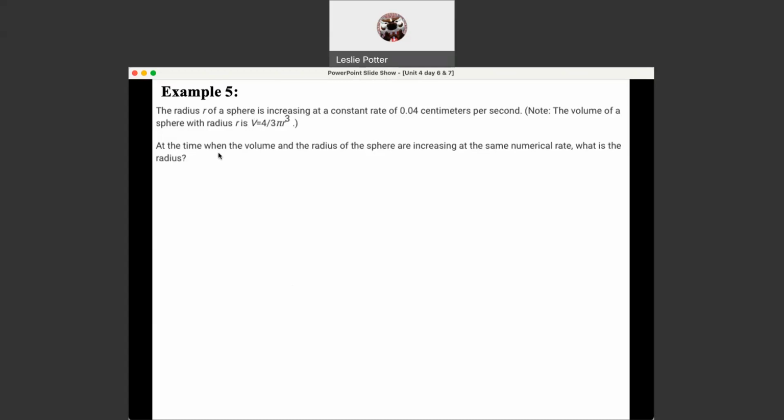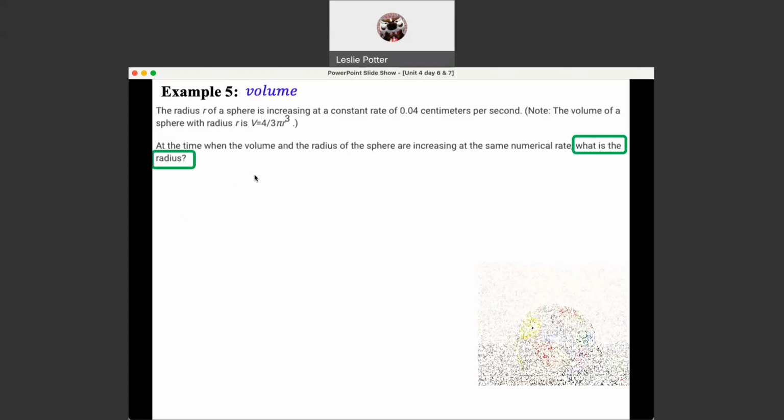At the time when the volume and the radius of the sphere are increasing at the same numerical rate. Okay, what is the radius? So a couple of things to highlight: it's a volume question, so maybe just circle that equation. There's the question: what is the radius? So when we look at this, it's kind of like we're blowing up a balloon, right?